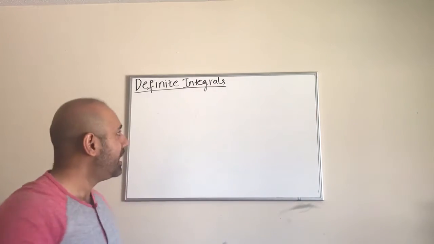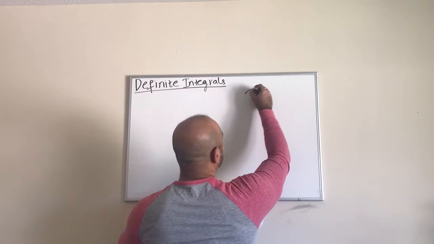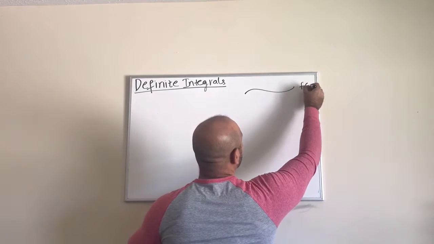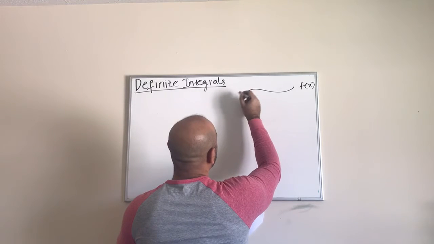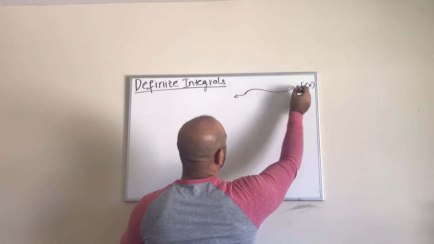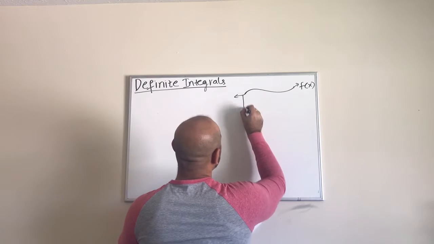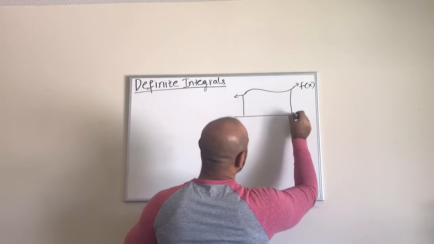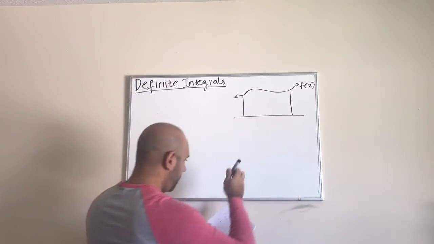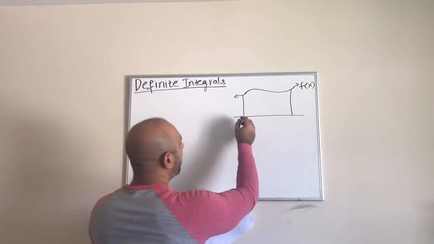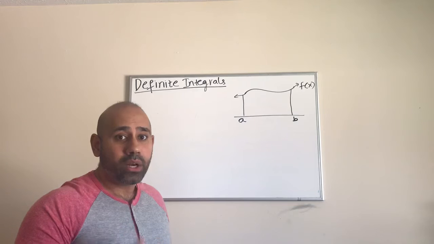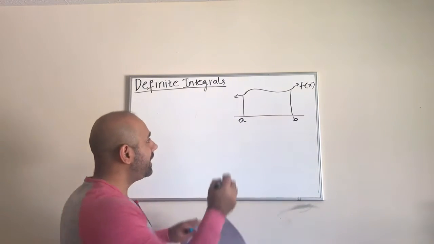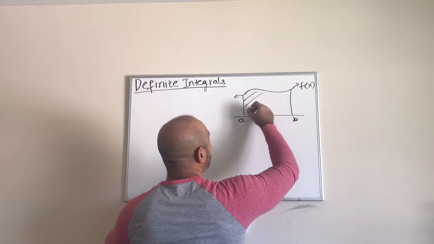So for example, if we have a smooth continuous curve, and let us say we call it f of x, even if it goes on forever in both directions, we are only interested in finding the area under this curve. So let us say we are only interested between points a and b. We can think of a as a lower limit and b as an upper limit, and then we're interested in finding the area under this curve.